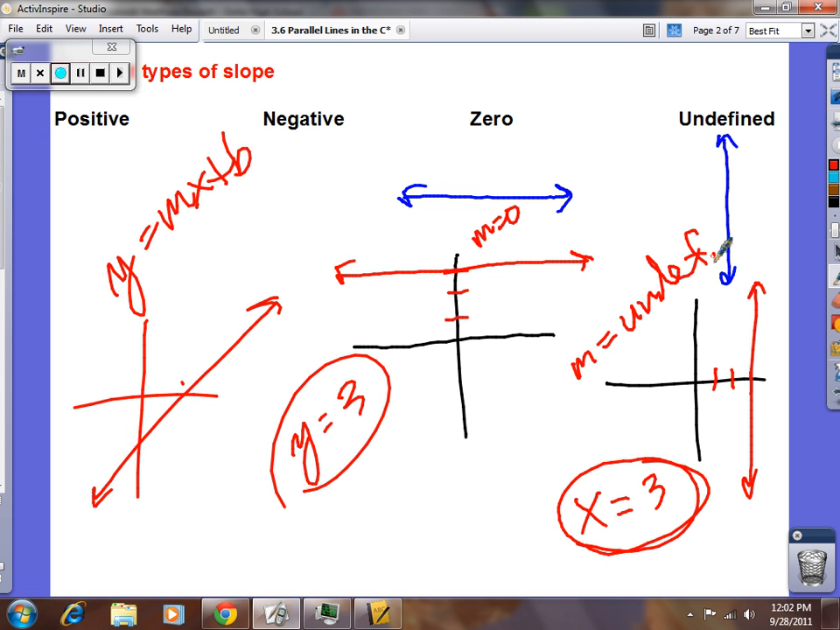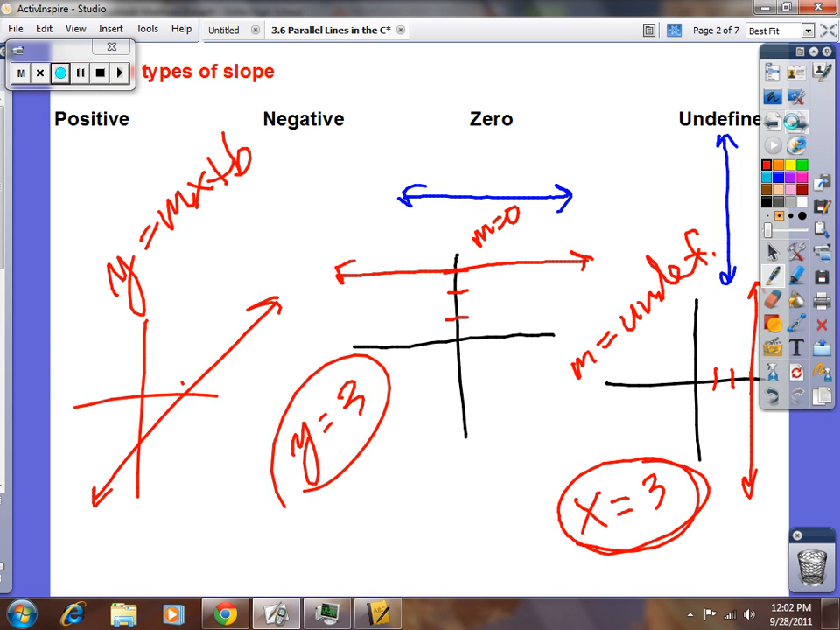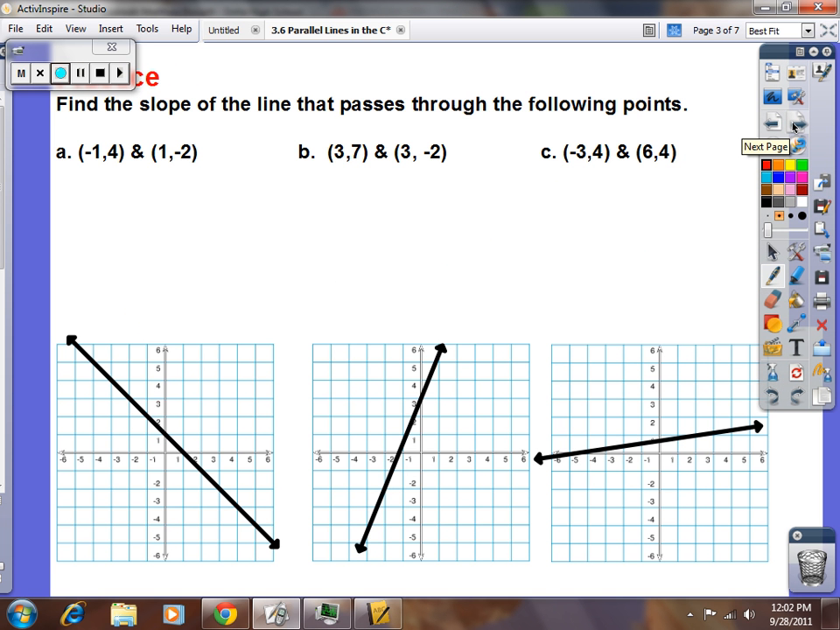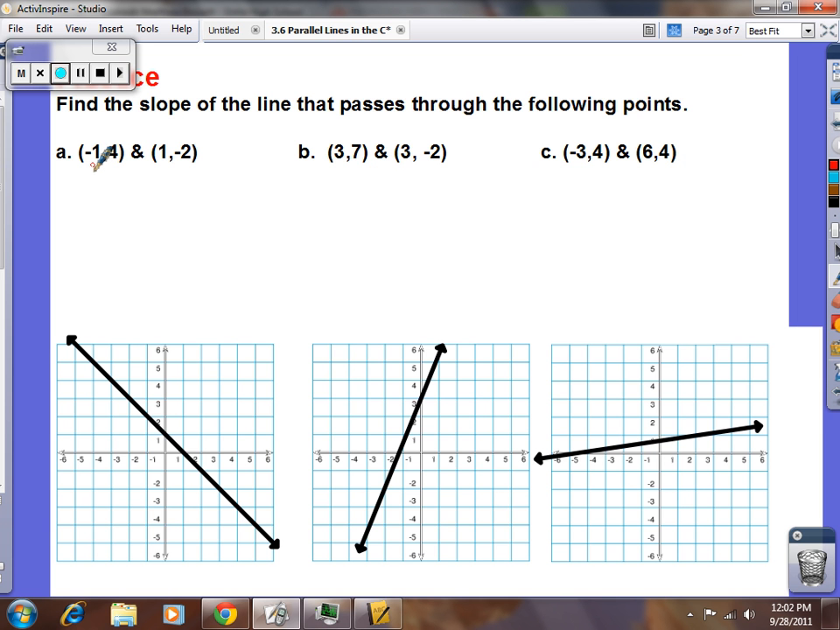Alright. Okay, now A, B, C, and D do not have anything to do with the bottom. Okay? So ignore these. Daniel, your homework is going to give you problems like this. A, find the slope. So let's label it. X, Y, X, Y. Okay?